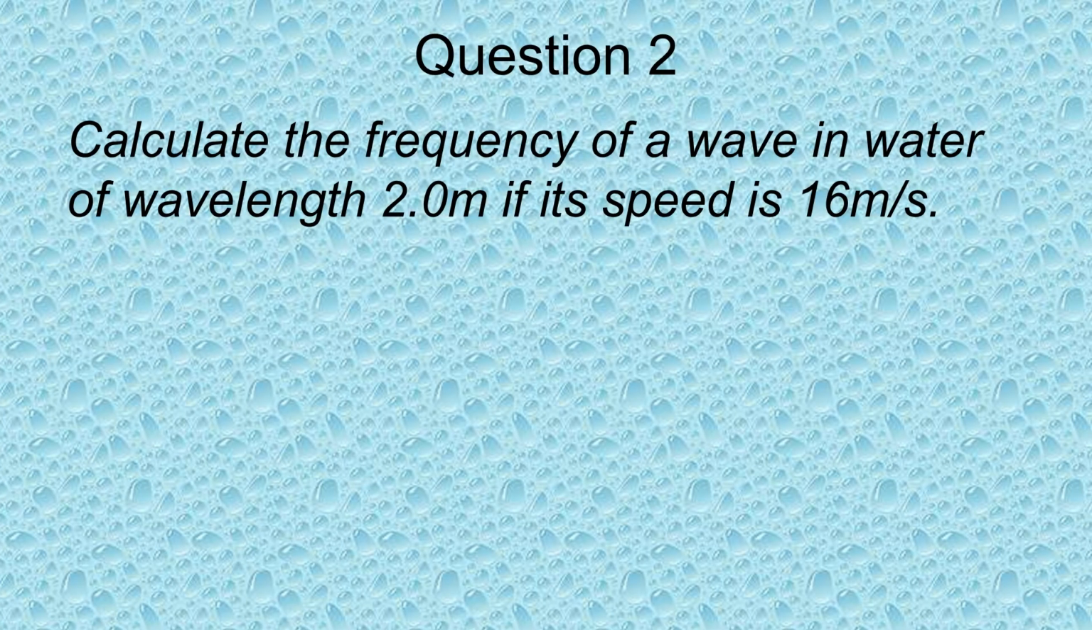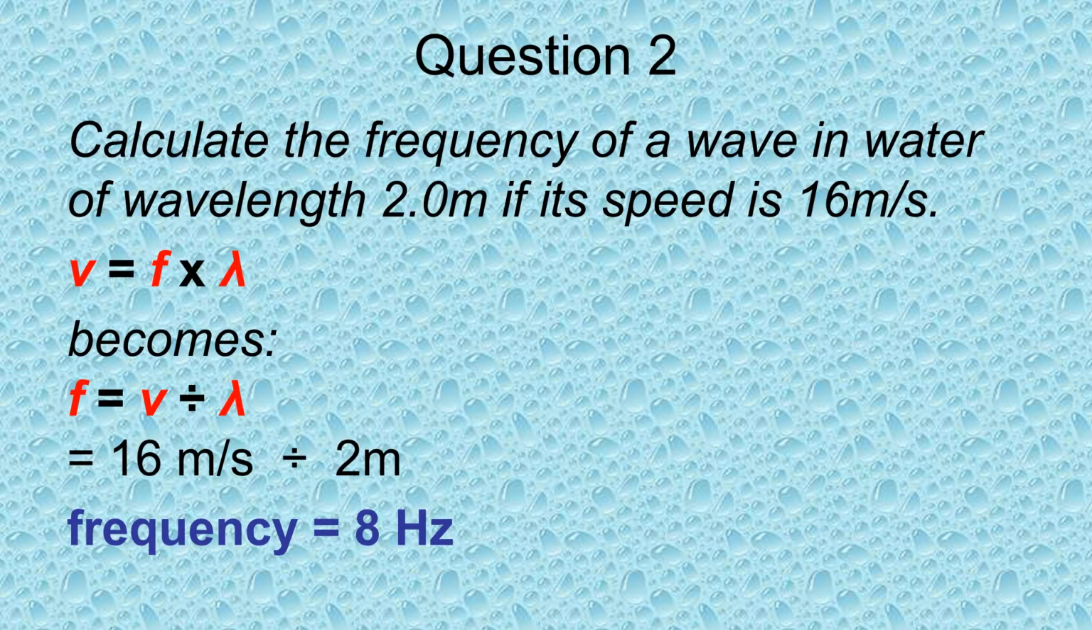For our next question, we calculate the frequency of a wave in water with a wavelength of 2.0 meters if its speed is 16 meters per second. Rearranging the wave equation gives us frequency equals speed divided by wavelength. Dividing 16 meters per second by 2 meters gives a frequency of 8 hertz.